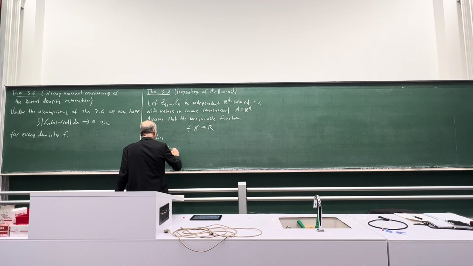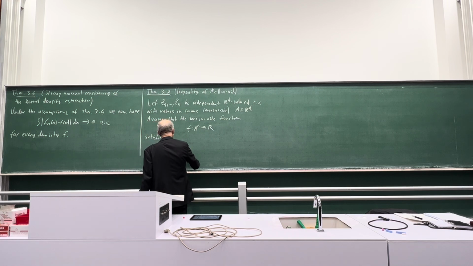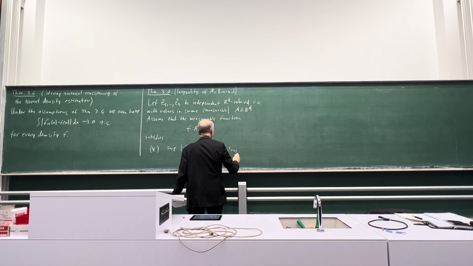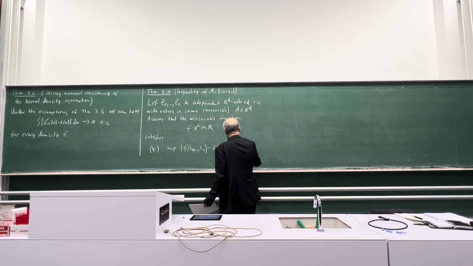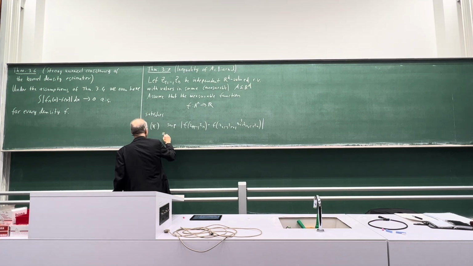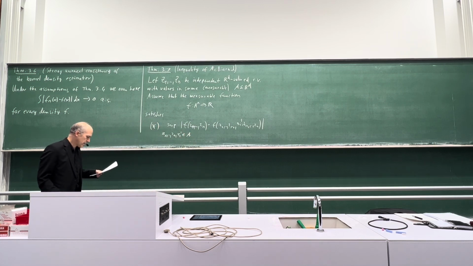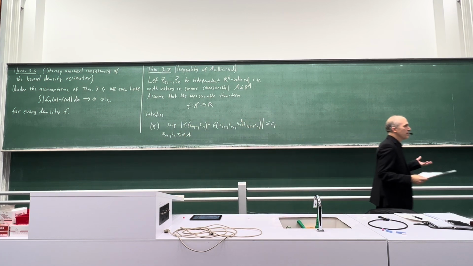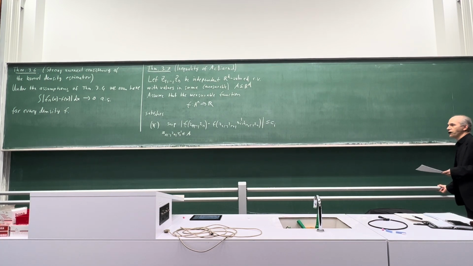That's the assumption that the supremum over all absolute values of f(z1, ..., zn) minus f(z1, ..., z_{i-1}, zi prime, z_{i+1}, ..., zn), where z1 to zn and zi prime are values in A, is less than some constant ci, which is of course non-negative, for all i equal 1 to n.